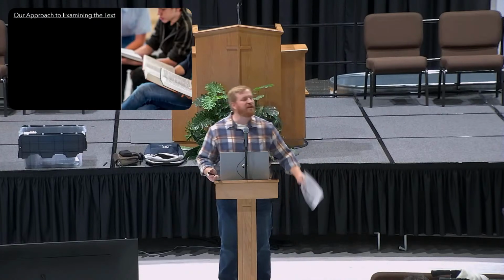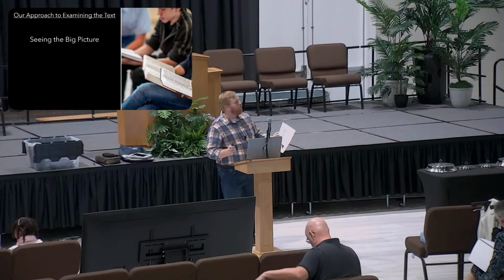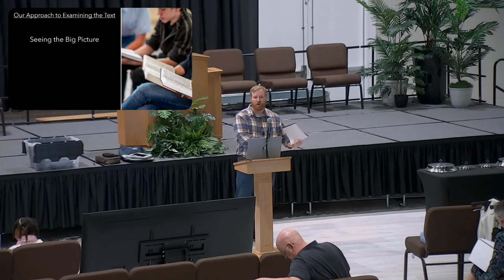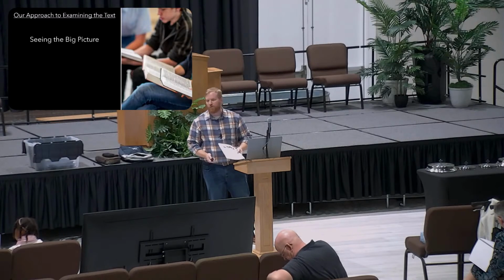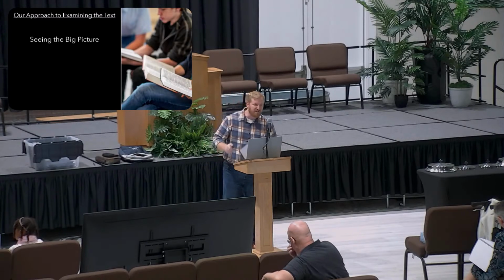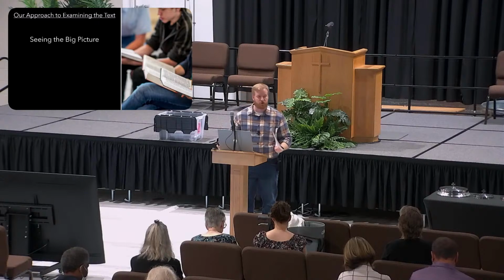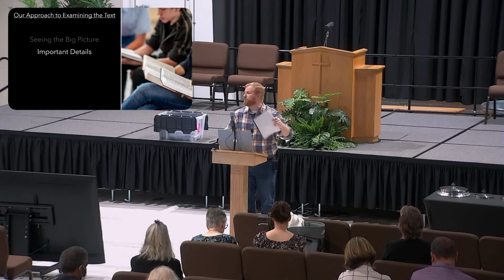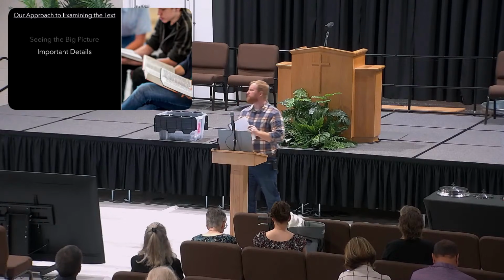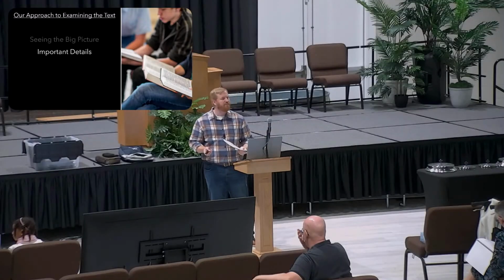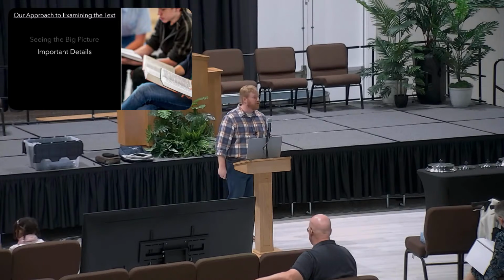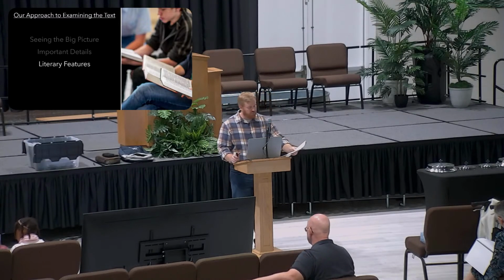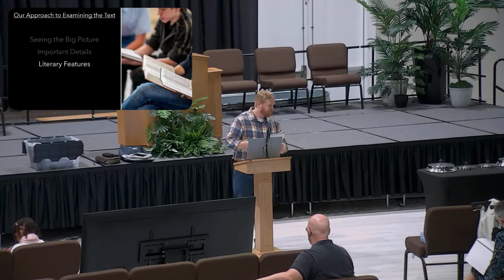First, we're going to examine the big picture. What are the big picture points that Matthew is trying to get across in this portion of text that we're examining each Sunday? We want to see the forest before we look at individual trees. Once we've done that, then we are going to focus on some important details, things that add richness and nuance to the big picture message that Matthew is communicating. And then we're also going to point out some literary features.